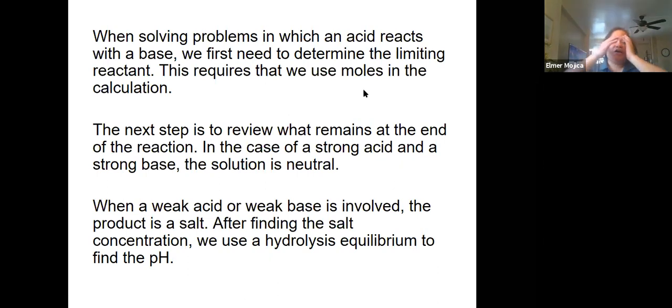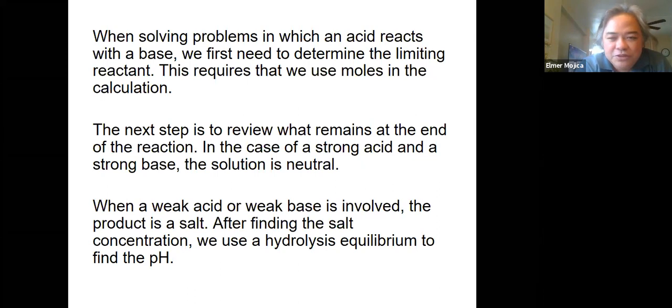Just like your chemical equilibrium. Which is the limiting reactant in part A? Is it the Fe3+ or the SCN-? So the same thing here. You have to know which one is present in less amount, because that's the one that will control the reaction. And then the next step that you're going to do is to review what remains at the end of the reaction. And the one that is present in excess, that's the one that dictates the pH of the solution.